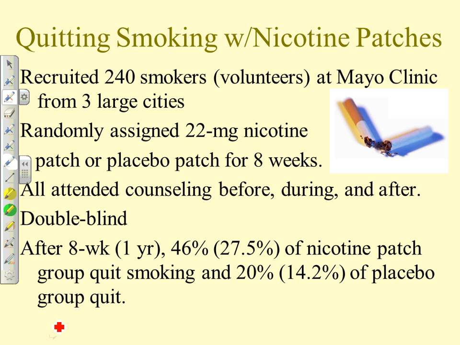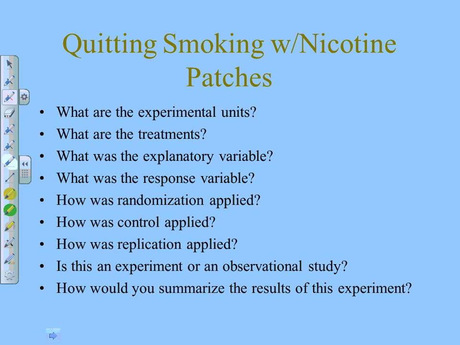Here's an example of an experiment. We have 240 volunteers from 3 large cities. We assign them either a nicotine patch or a placebo patch. They all attended counseling before, during, and after the procedure. It is a double blind, so that means the researcher gives it to the clinics. The clinics then randomly assign it to the smokers. We find that 46% of the nicotine patch group quit smoking, 20% of the placebo group quit.